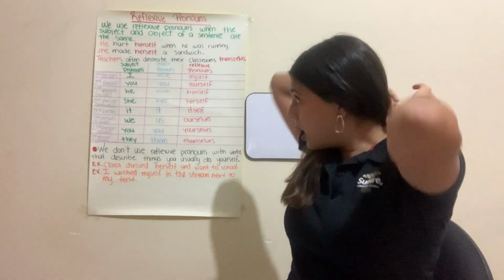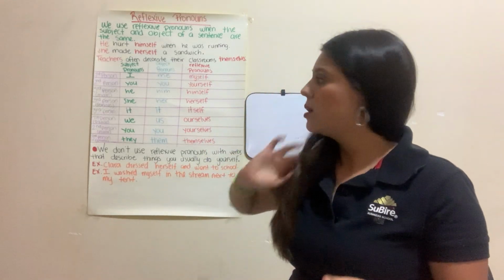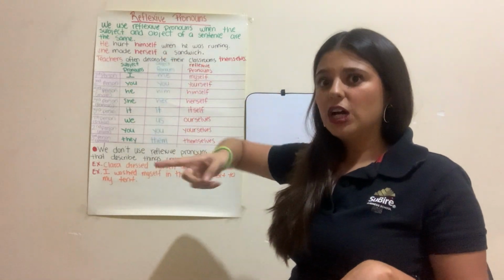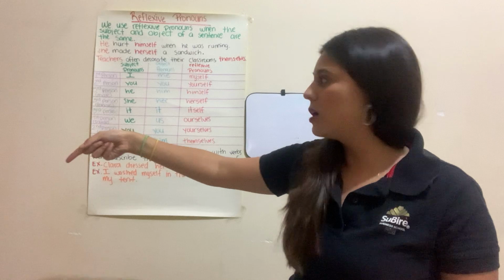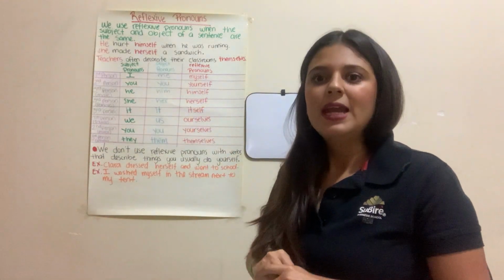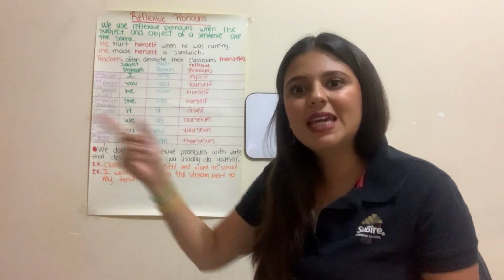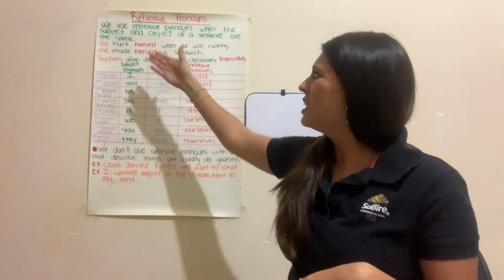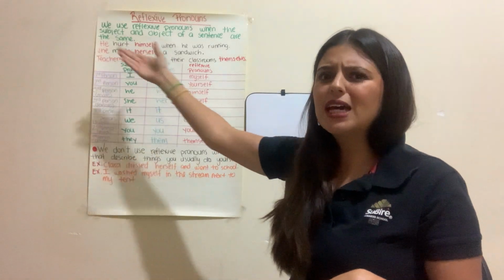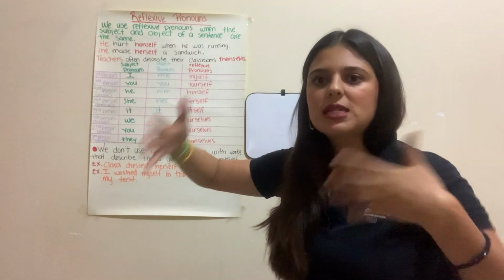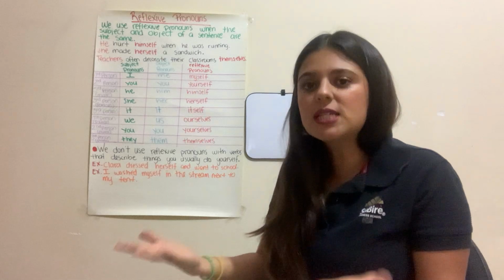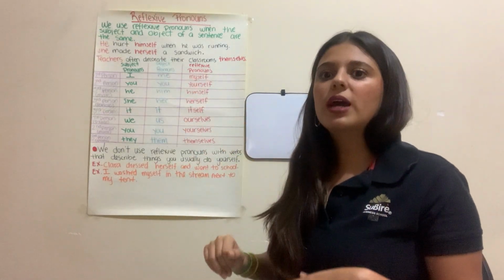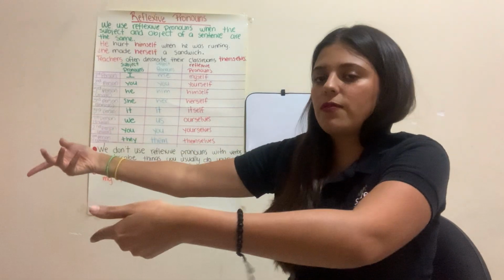Okay, so I'm going to give you two examples before I go to this explanation. The first example is: he hurt himself when he was running. Now, who hurt him? Well, he did. So you're not going to say he hurt him, or he hurt he. It's too repetitive. So it doesn't sound that repetitive, we use these reflexive pronouns. Okay? He hurt himself. Okay?